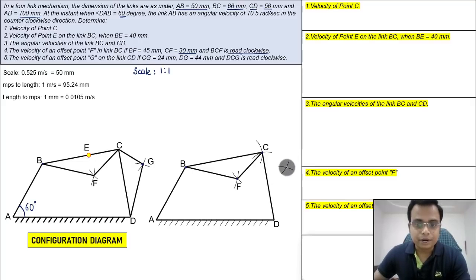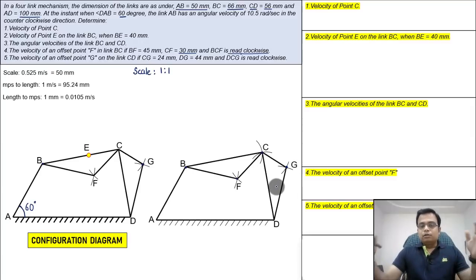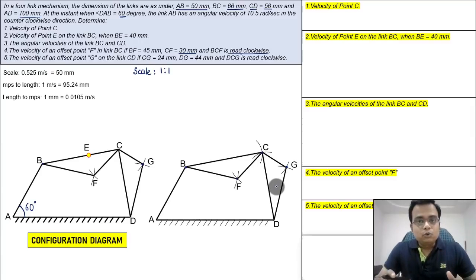And this is going to give you point G. So join G with C and D. That's it, guys. This is exactly how you need to recreate the configuration diagram from the problem in your book onto the piece of paper on which you are making the drawing. And on that same piece of paper, now we are going to create the corresponding velocity diagram.